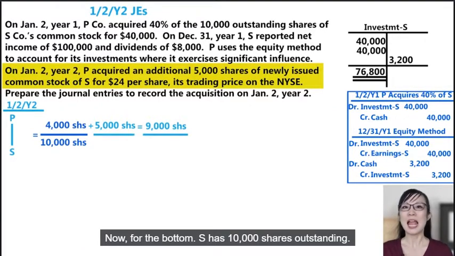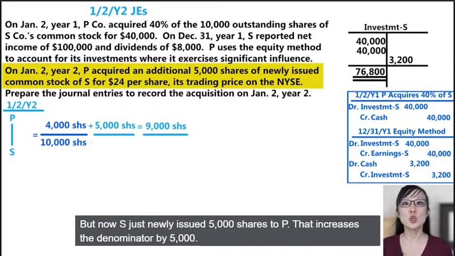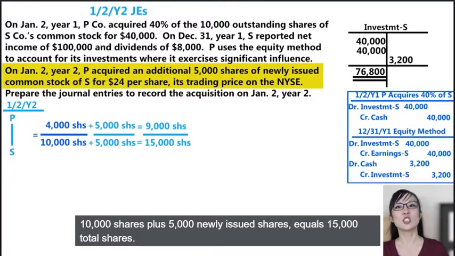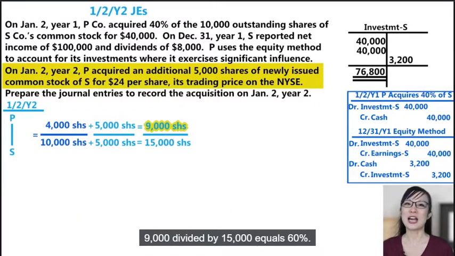Now for the bottom. S had 10,000 shares outstanding, but now S just newly issued 5,000 shares to P. That increases the denominator by 5,000. 10,000 shares plus 5,000 newly issued shares equals 15,000 total shares. 9,000 divided by 15,000 equals 60%.